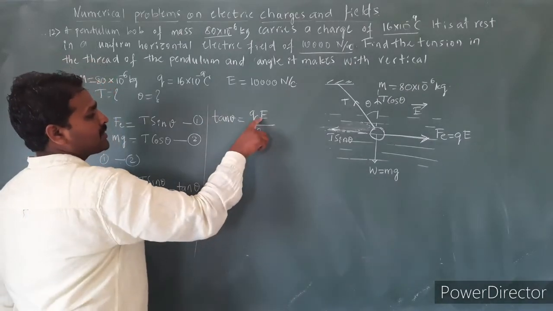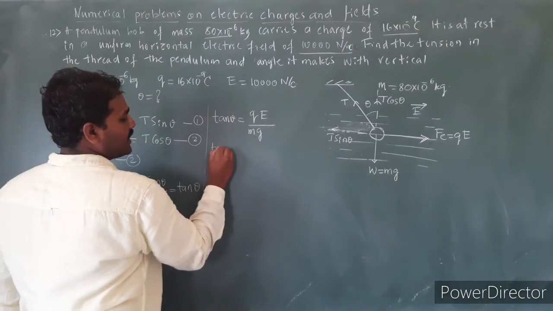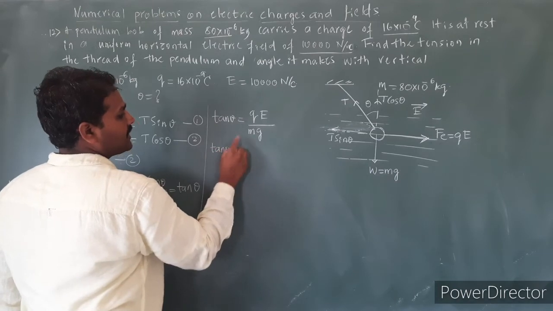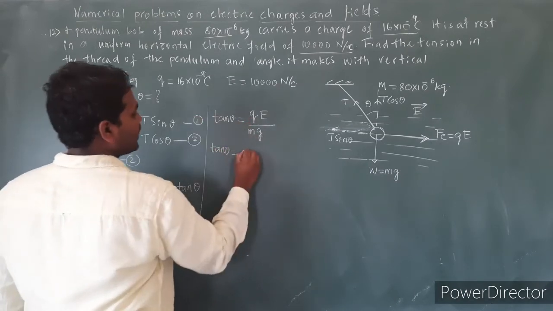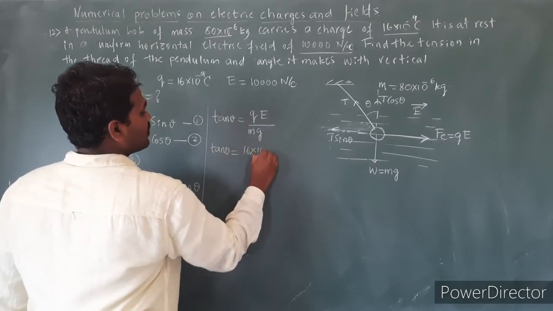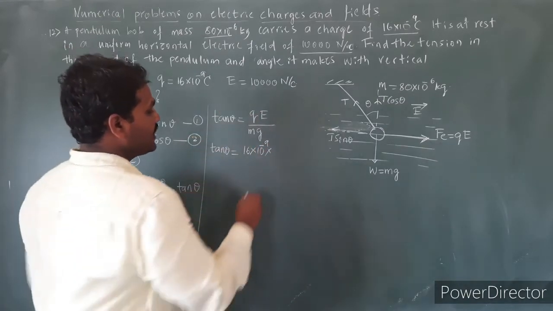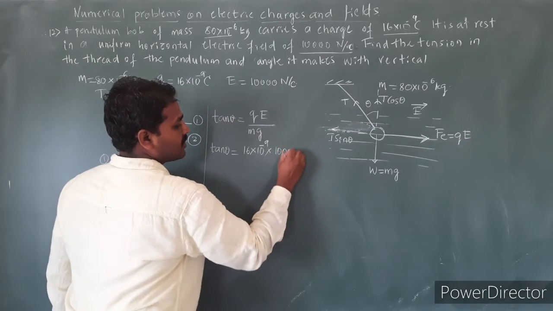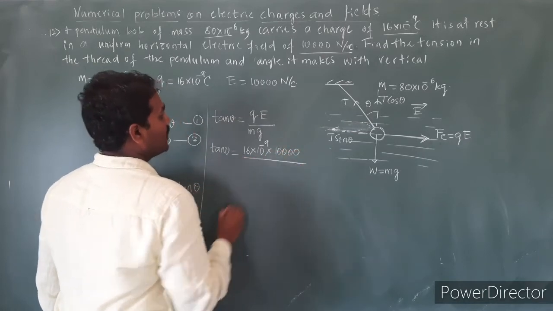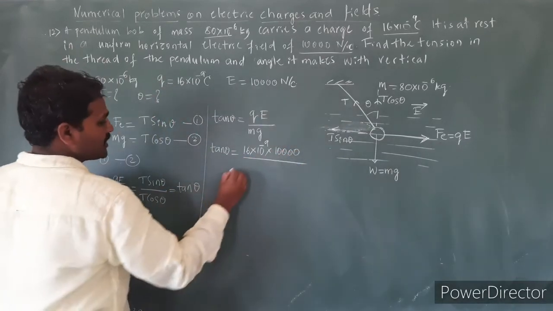By substituting the values, I can calculate the value of tan theta. Tan theta is equal to, substitute the value of Q here, that is 16 into 10 to the power of minus 9, into the electric field, which is 10,000 Newton per coulomb, whole divided by the mass of the pendulum, which is given to be what?